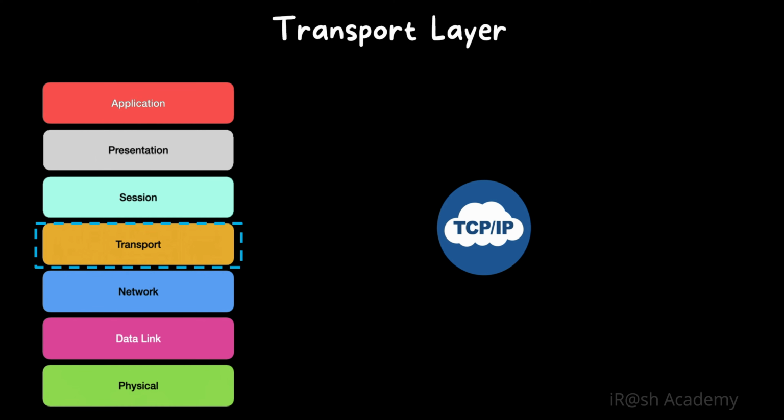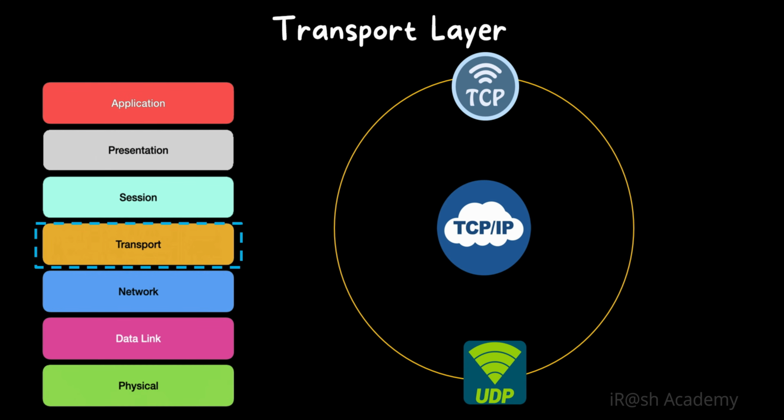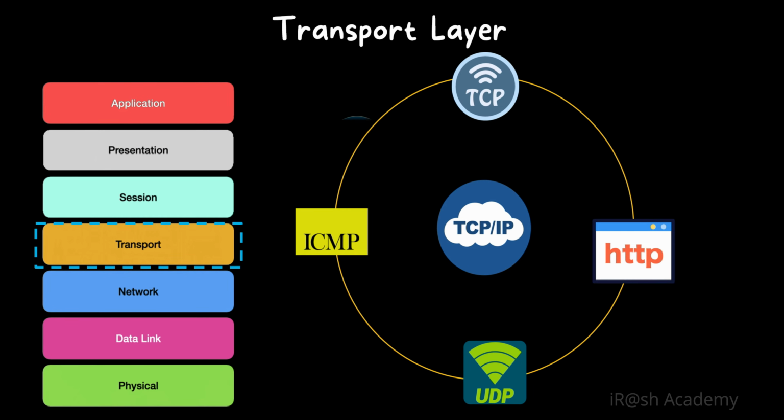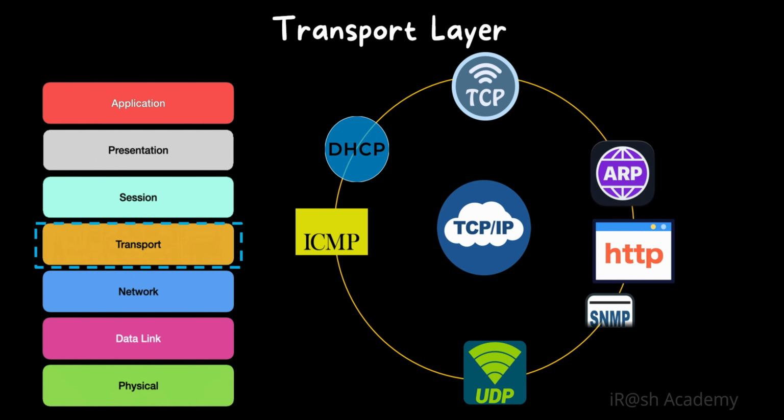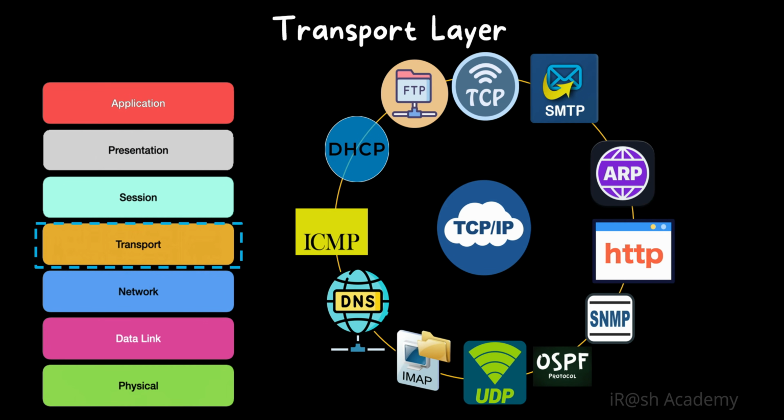TCP/IP is a package or a group of protocols which includes single protocols used for multiple purposes. Some of the examples are TCP, the Transmission Control Protocol, and another protocol is UDP, User Datagram Protocol. In the same way, there are multiple protocols called ICMP, HTTP, DHCP, ARP, SNMP, DNS, FTP, SMTP, OSPF, IMAP. These are just some examples, and there are more and more protocols available in TCP/IP.